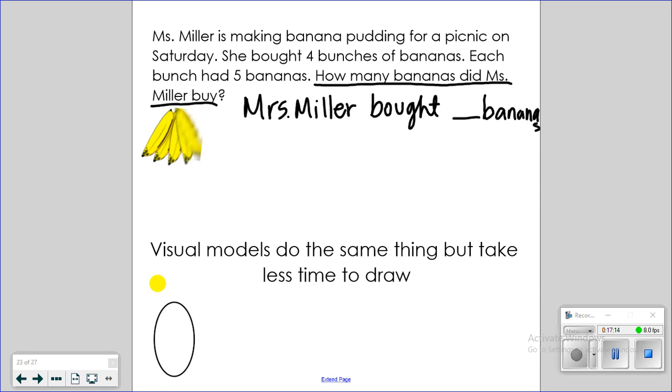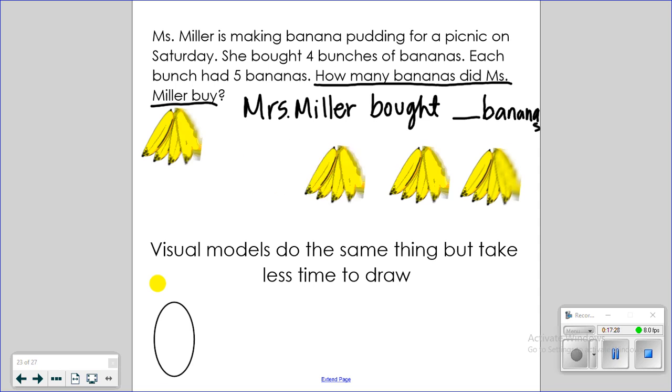Let's draw them. So, I bought 1 bunch. 2 bunch. 3 bunch. And I'll leave that one there for 4 bunch. Draw your bunches of bananas. I recommend you kind of make them look like funny J's.